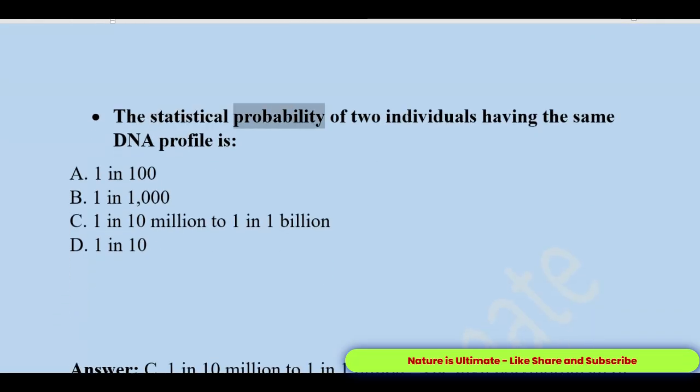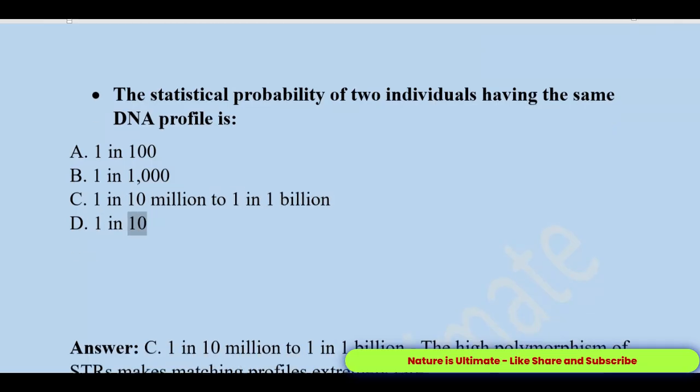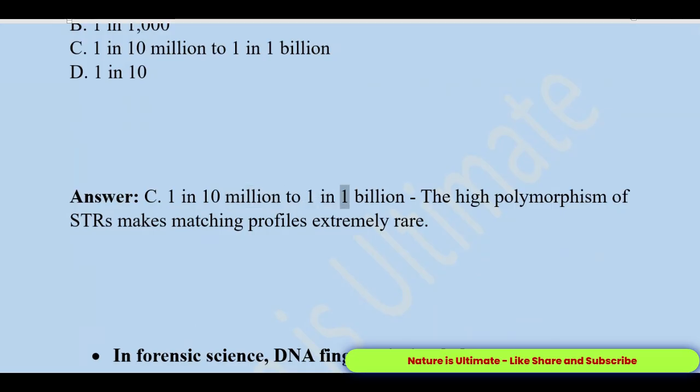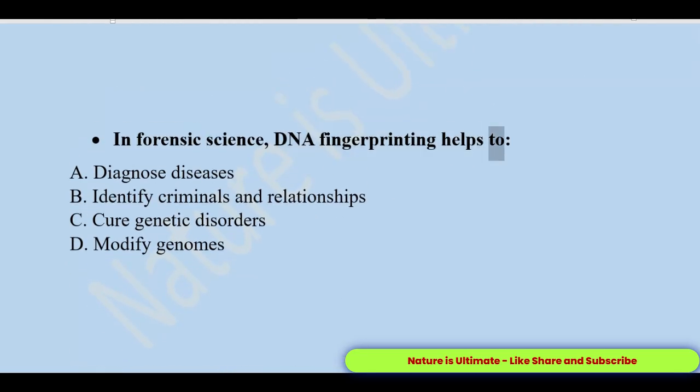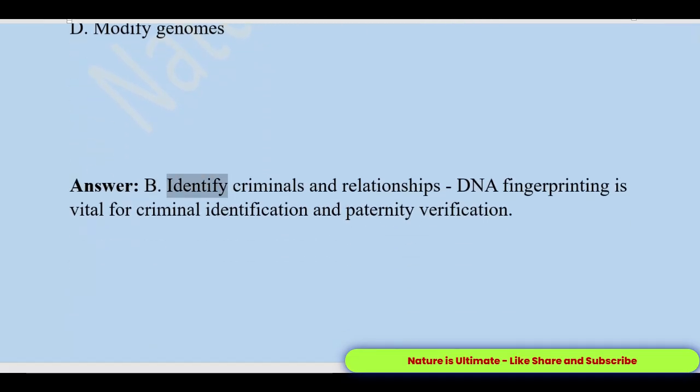The statistical probability of two individuals having the same DNA profile is A. 1 in 100. B. 1 in 1000. C. 1 in 10 million to 1 in 1 billion. D. 1 in 10. Answer, C. 1 in 10 million to 1 in 1 billion. The high polymorphism of STRs makes matching profiles extremely rare. In forensic science, DNA fingerprinting helps to A. Diagnose diseases. B. Identify criminals and relationships. C. Cure genetic disorders. D. Modify genomes. Answer, B. Identify criminals and relationships. DNA fingerprinting is vital for criminal identification and paternity verification.